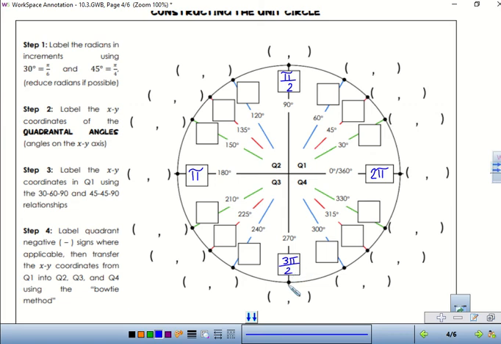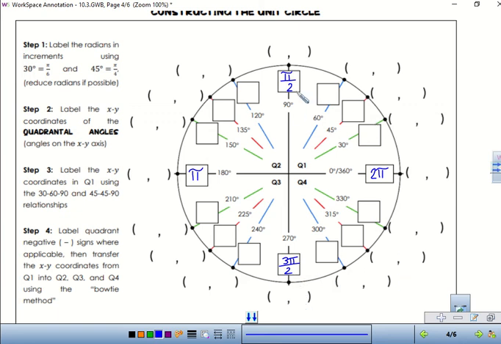Over 2, not 2 pi. Why is this one 3 pi over 2? Why is it 3 pi, not 3 pi over 2 pi? Oh, because we're only taking this and adding them together. In reality, it's pi over 1. Yeah, it'd be pi over 1. Yeah, exactly. So that's 3 pi over 2.